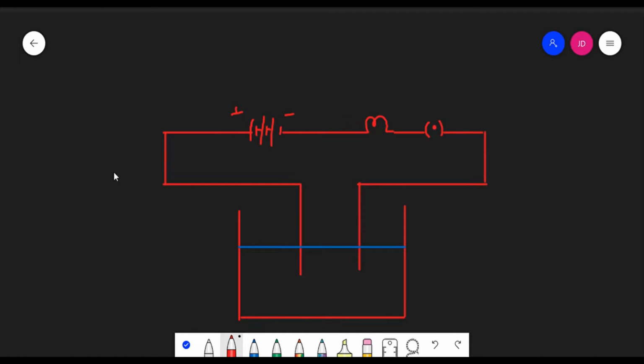So, welcome to part 3 of chapter 2. Let us try to understand the experiment given on page number 22, figure 2.3. So, here, in this setup, let's say this here is a battery.